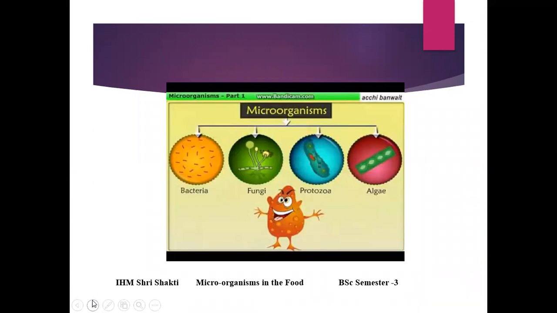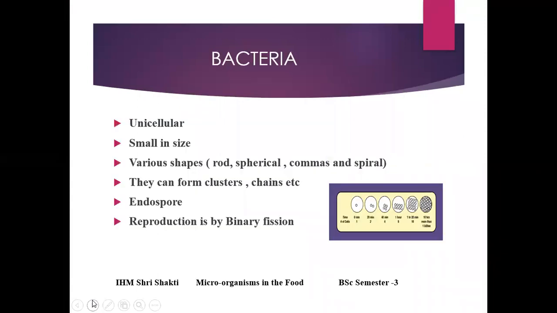Talking about the shapes and structures of microorganisms. The moment you say bacteria, you can find various shapes and structures, as well as in fungus, protozoans, and algae. Bacteria is unicellular, single-celled, smaller in size, and it has various shapes, which I'm going to show you in the next slide, like rod shape, spherical shape, comma, as well as spiral shape. They can form clusters like Diplococcus or chains, or clusters like grapes.